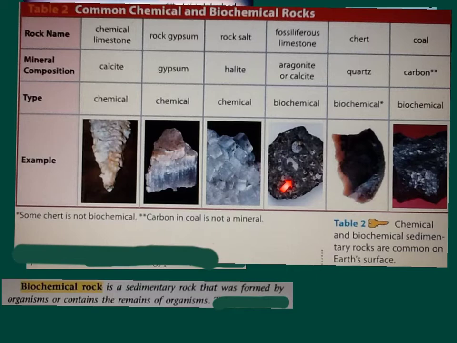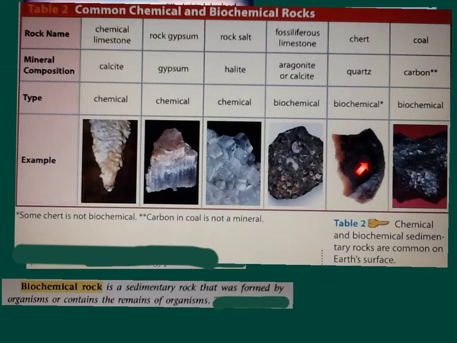Not all biochemical sedimentary rocks are carbonates. Some microscopic ocean organisms make their shells by removing silicon and oxygen from seawater. When these organisms die and settle on the ocean floor, compaction and cementation turns this sediment into the sedimentary rock chert.